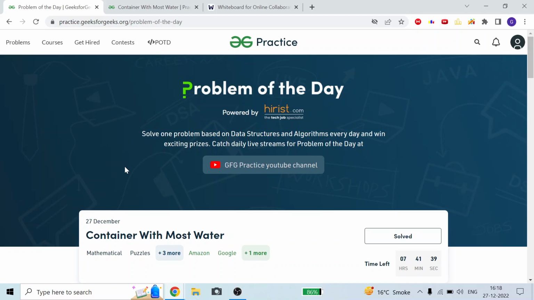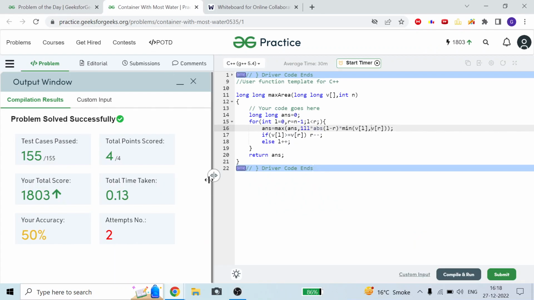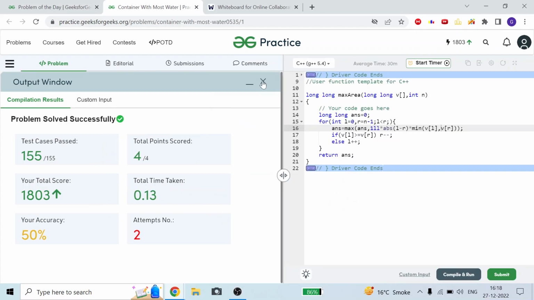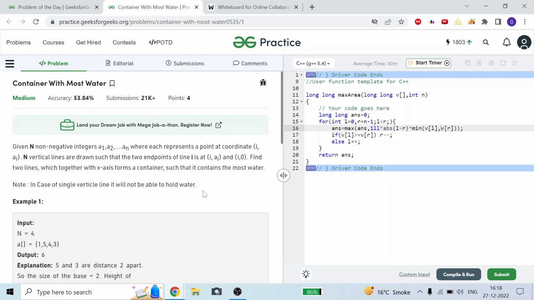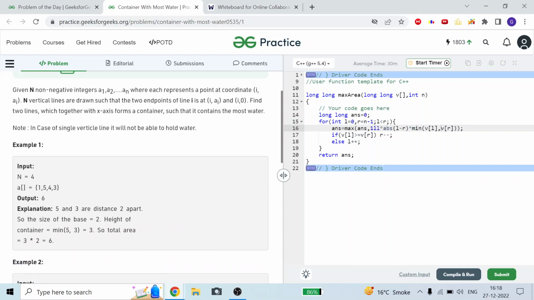Today we are going to discuss the Container With Most Water problem of GFG. So let's move on to the problem, guys. We are solving after many days because of my placement season going on. So give a look to the statement.